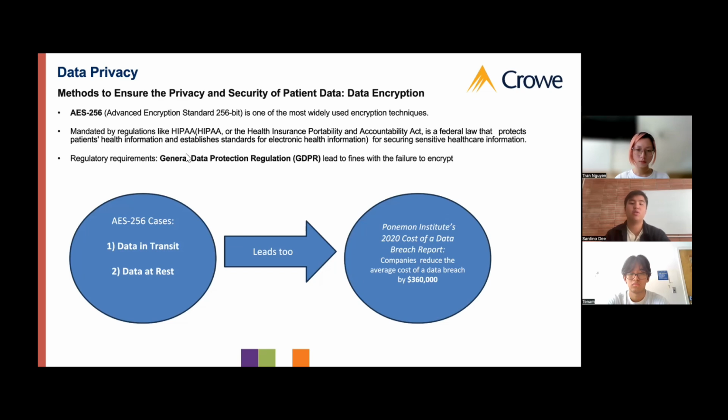According to the Ponemon Institute's 2020 Cost of a Data Breach report, companies that implement encryption techniques like AES-256 reduce the average cost of a data breach by $360,000. Hopefully, in the event of a breach, the encrypted data cannot be readily used, which will minimize potential financial losses, reputational damages, and regulatory fines possible under the General Data Protection Regulation. So moving on.